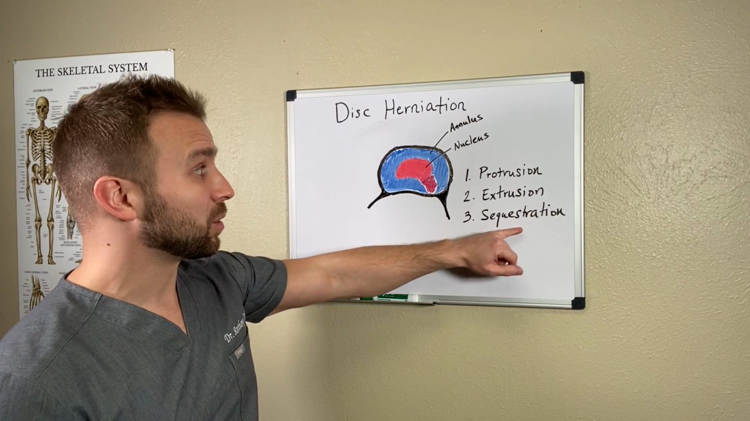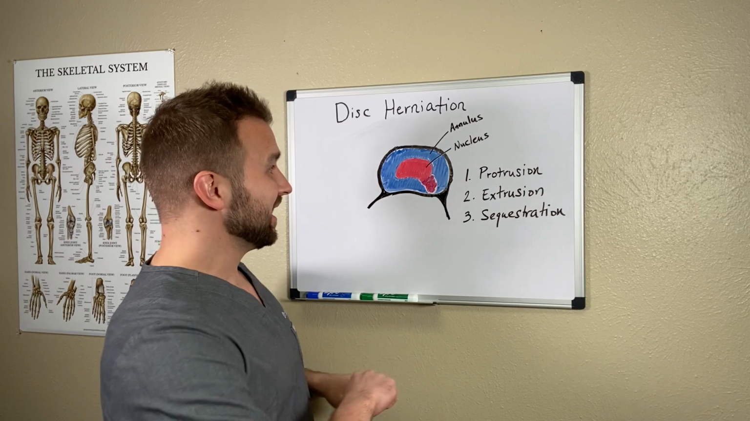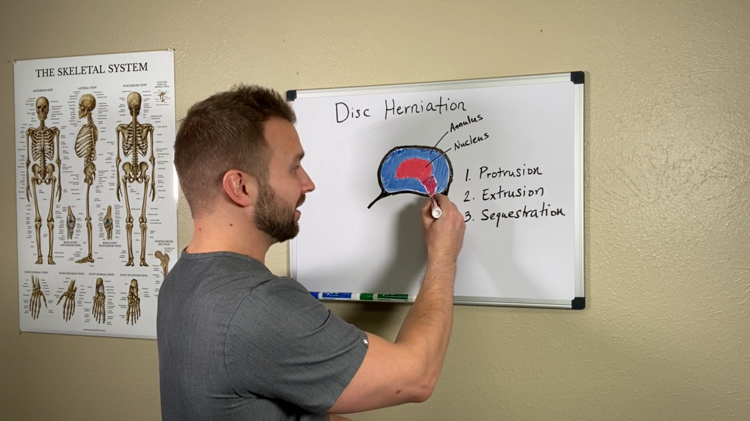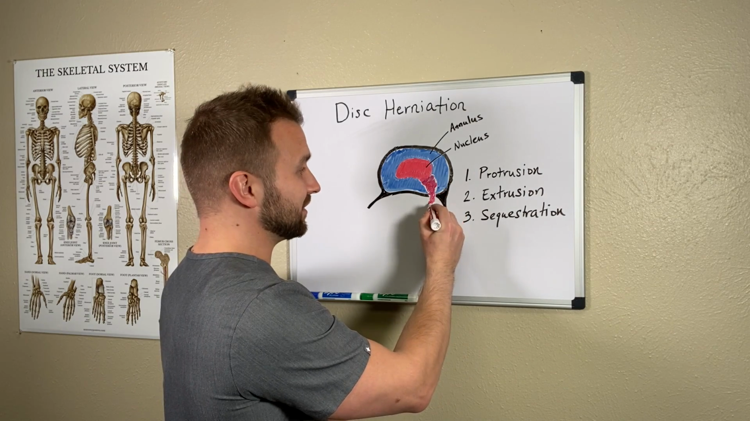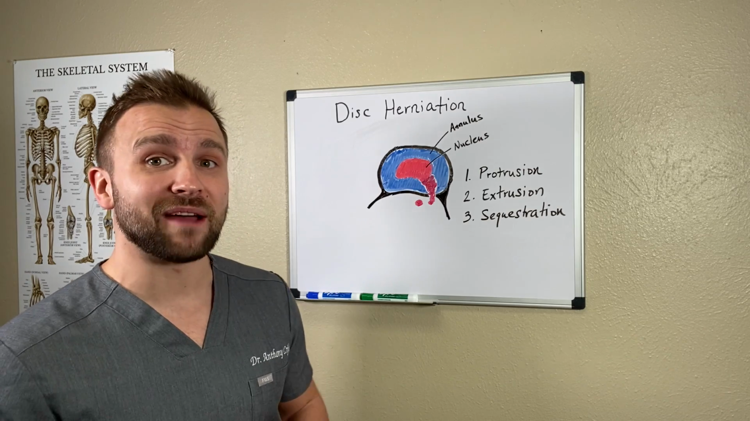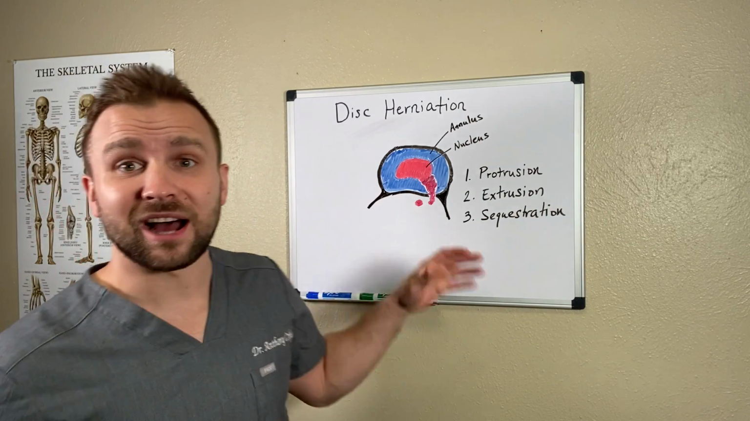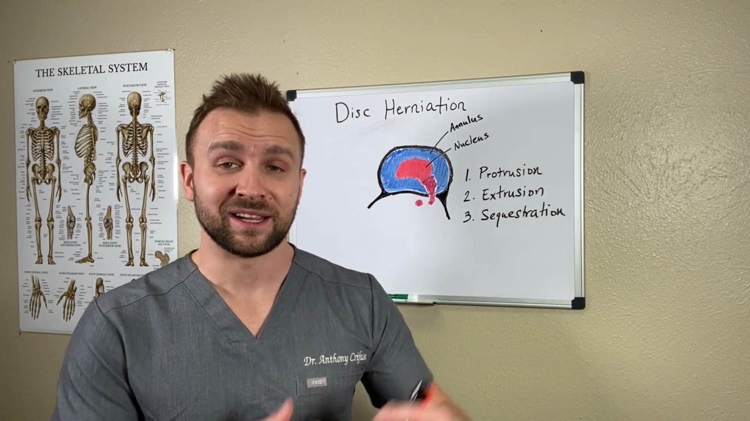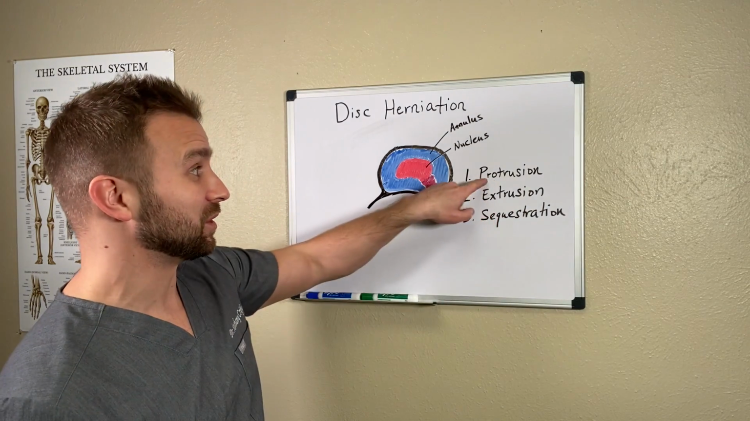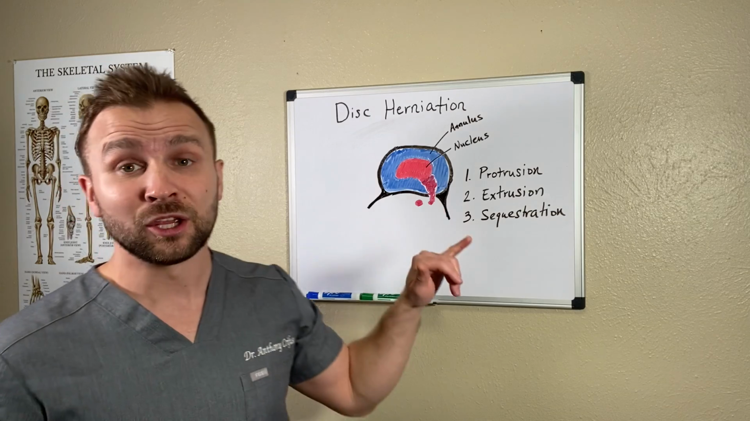The last one is sequestration, and this is a problem. This is the worst one, of course, because the disc fragment, the nucleus, actually leaves the entire disc. When that happens, you now have what's called a free fragment. This can lodge itself in different areas of your spine, your spinal column, and it can create a lot more problems than what we began with, which is just a protrusion. So these are the three different types of disc herniations that you might be experiencing.